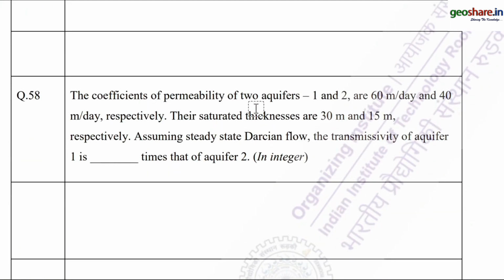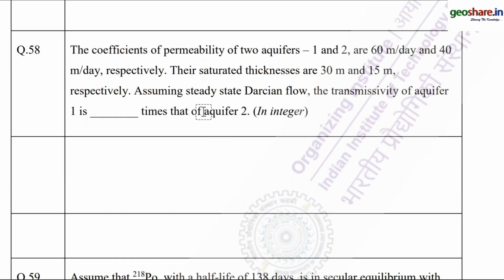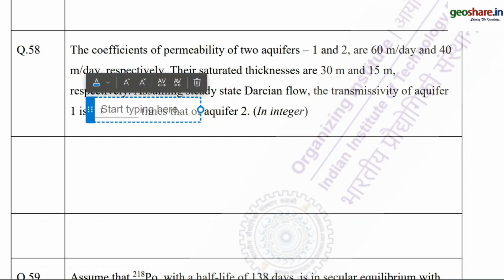The coefficients of permeability of two aquifers 1 and 2 are 60 meter per day and 40 meter per day respectively. Their saturated thickness are 30 meter and 15 meter respectively. Assuming steady state lateral flow, the transmissivity of aquifer 1 is dash times that of aquifer 2. Answer 53.